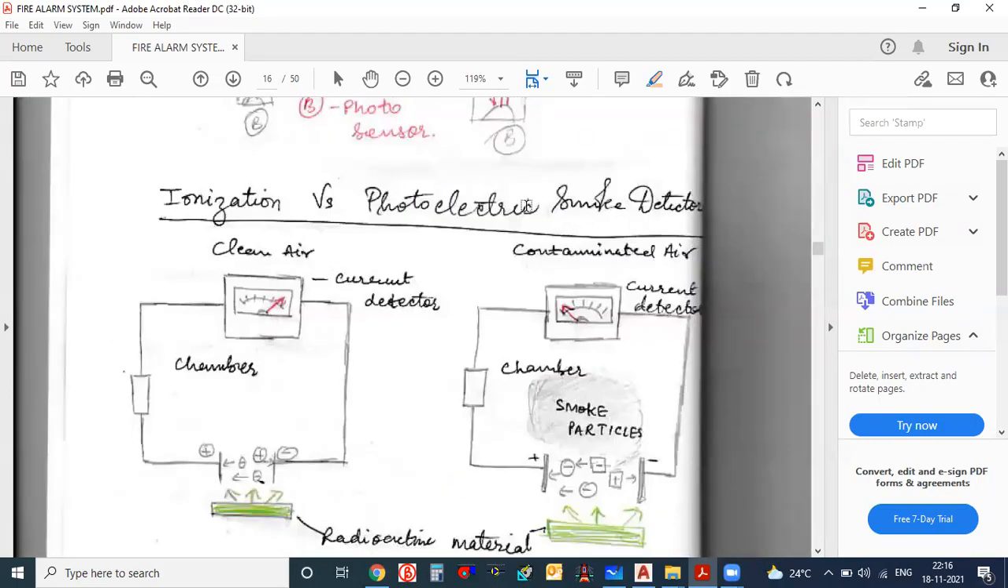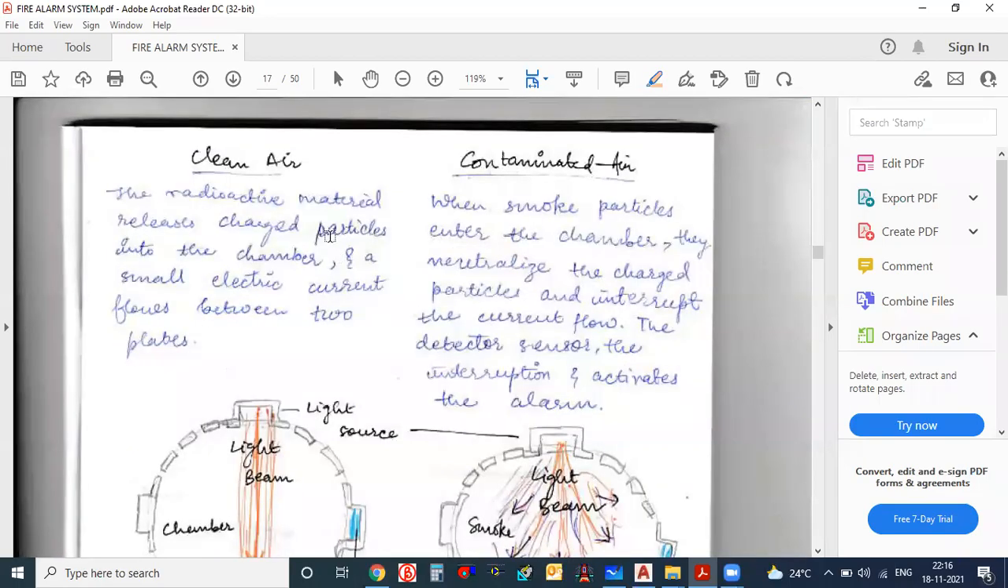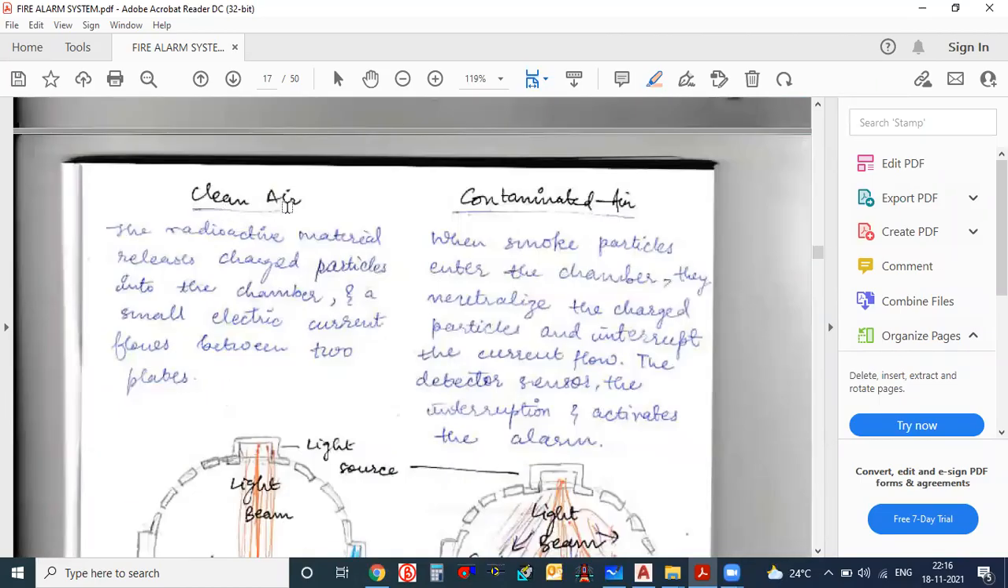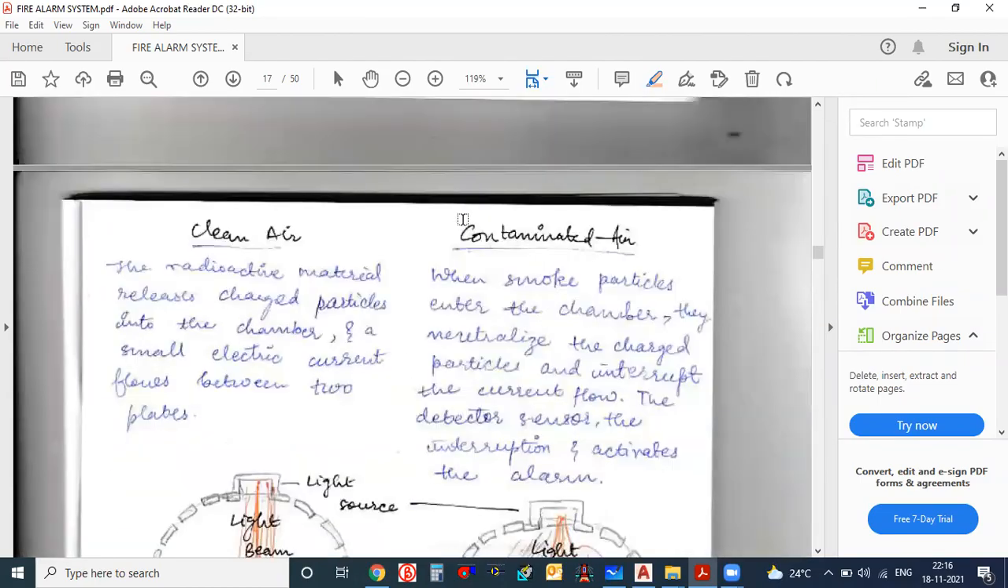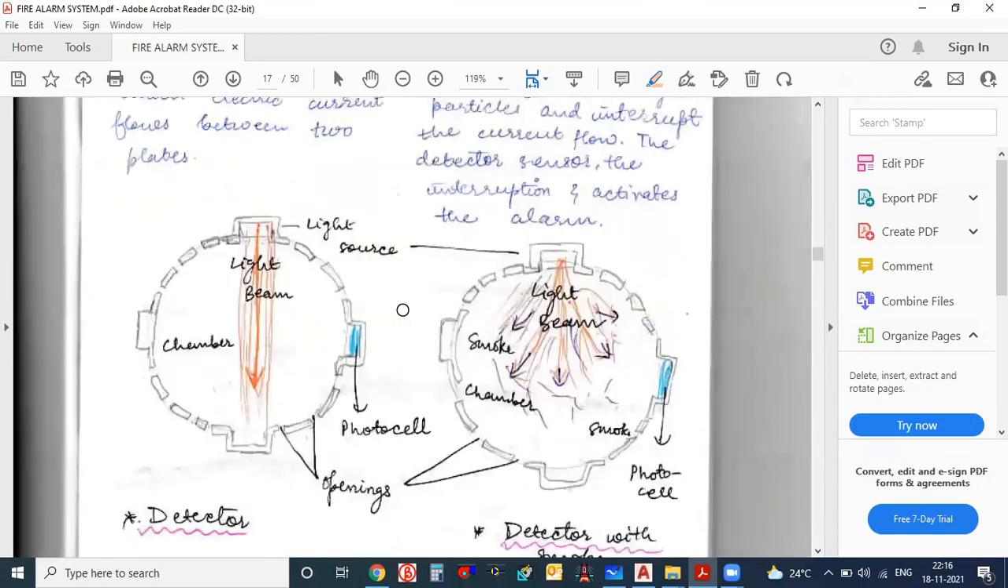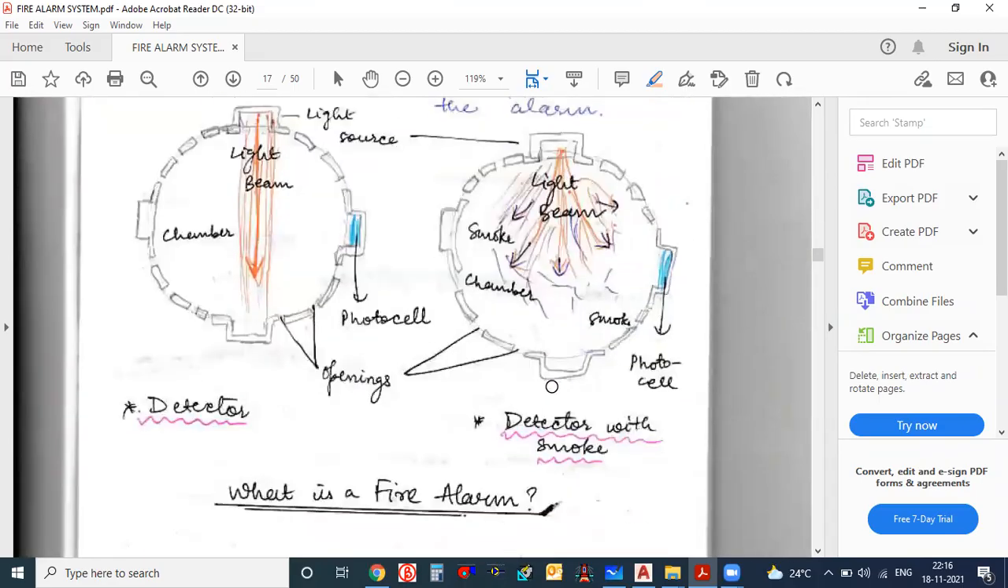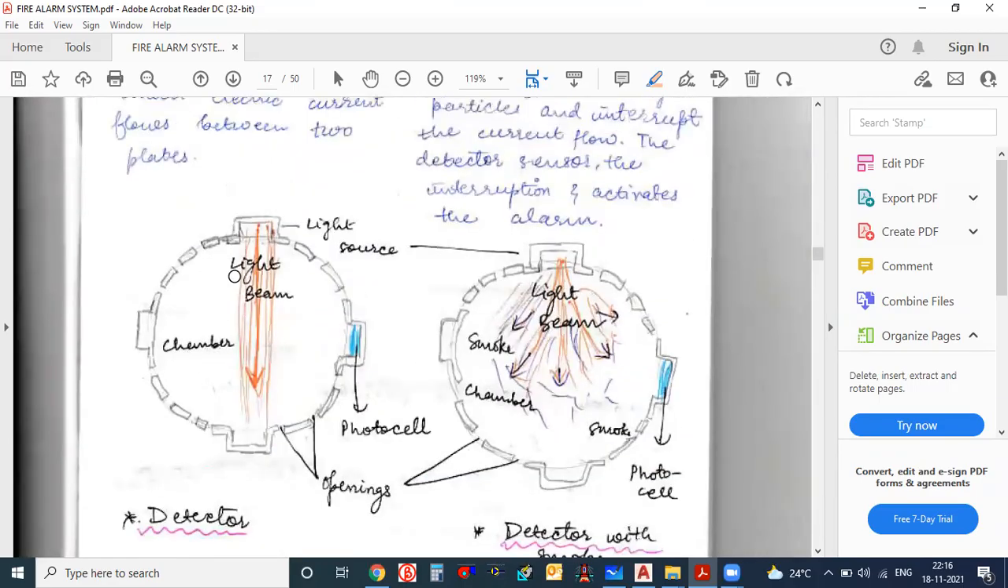Ionization versus photoelectric smoke detector. If you compare these two, some examples are given here. In the ionization, the air will be clean, but in the photoelectric, the air will be contaminated. The radioactive material releases charged particles into a chamber and a small electric current flows between two poles, two plates. Some things are written here. I think you can see here how these detectors will act: detector with smoke, detector without smoke.